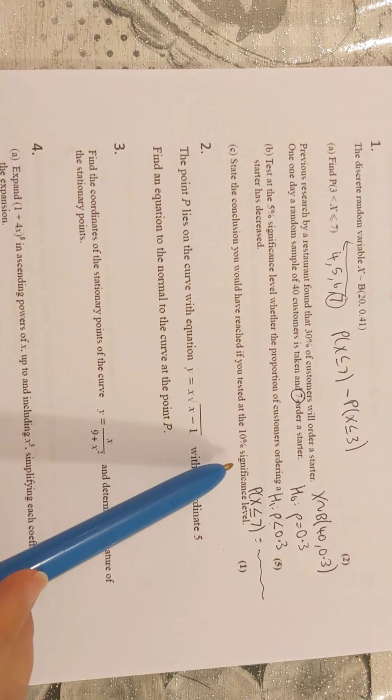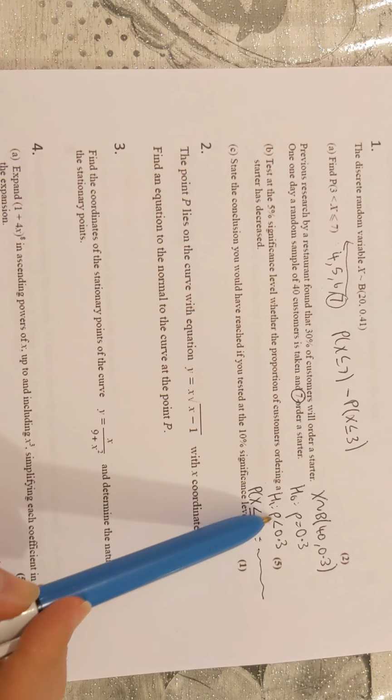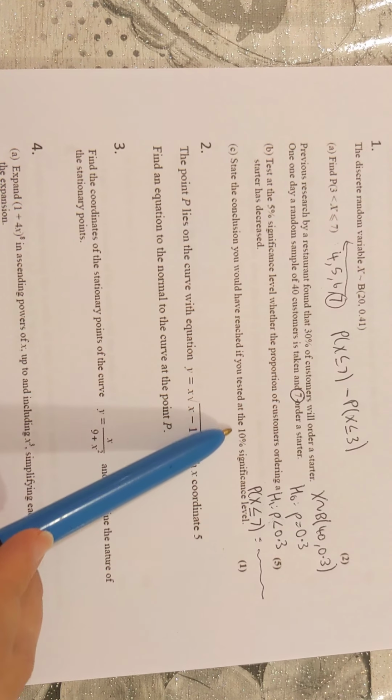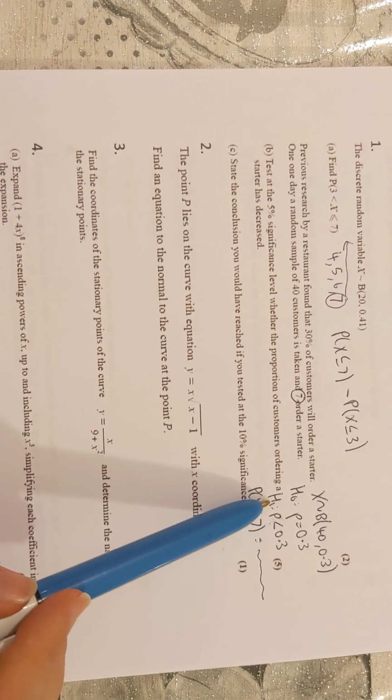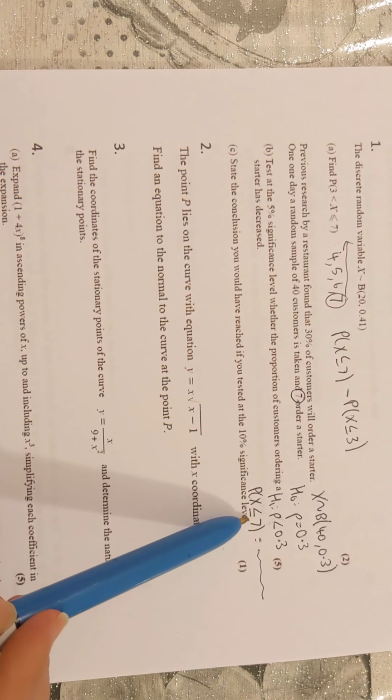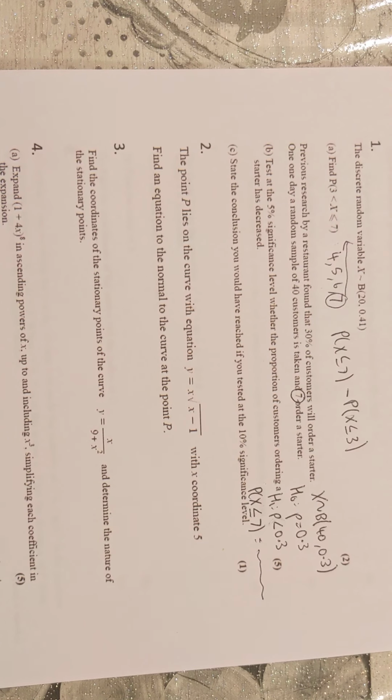So part C is exactly the same thing, it's just instead of comparing it to 0.05, you're going to compare it to 0.1. And again, if it's less than 0.1, you would then accept H1. If it's more than 0.1, you would accept the null hypothesis.